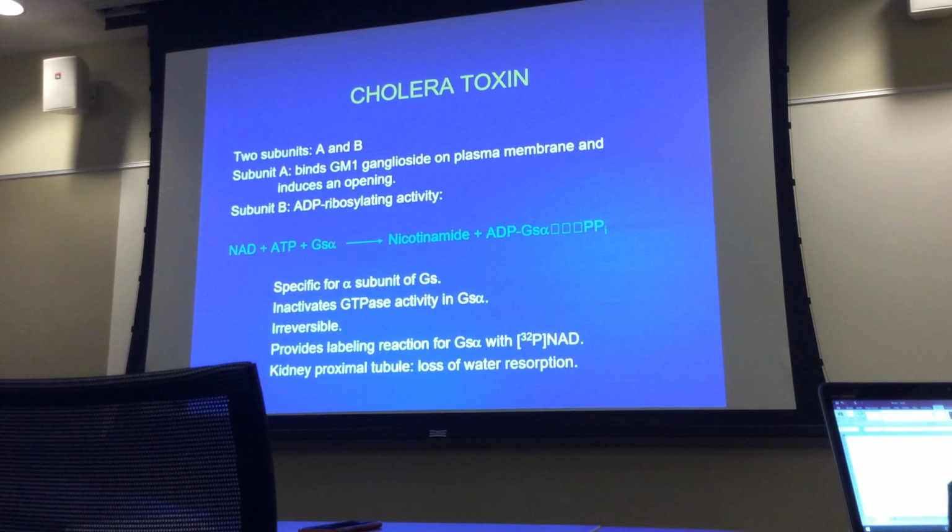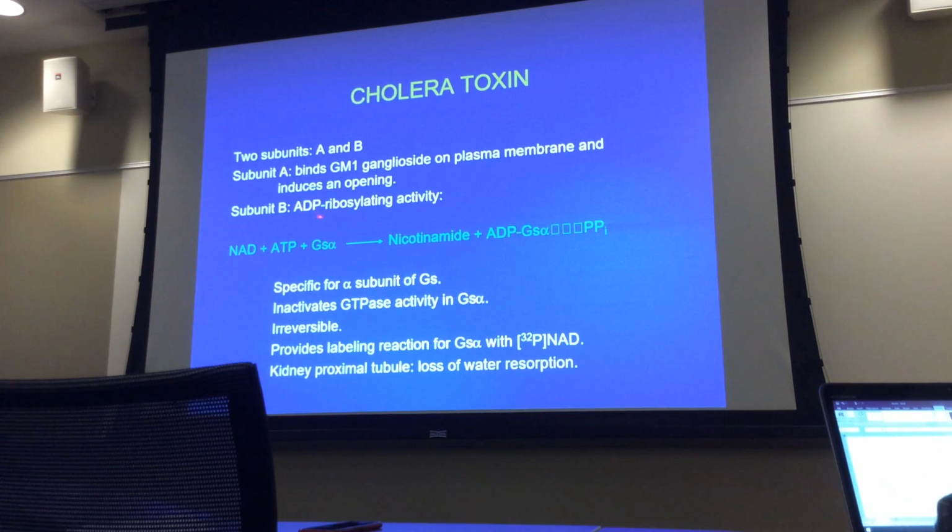The cholera toxin obviously produces cholera, a nasty business. Cholera toxin consists of two subunits, A and B. Subunit A is, I call it, like a hypodermic needle. Subunit A doesn't really do anything on its own, except it binds to a sugar residue called GM1 ganglioside on the cell surface. And when it does that, it basically punches a hole in the membrane of the cell, and it allows subunit B to get into the cell. If it wasn't for subunit A, subunit B wouldn't be able to do anything.